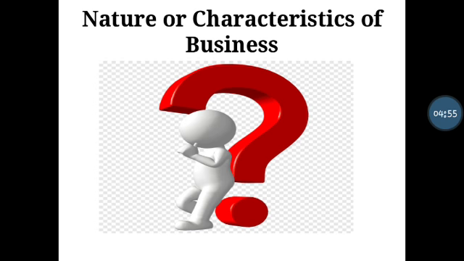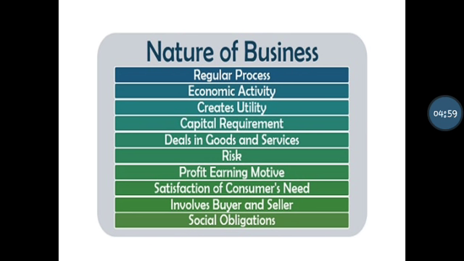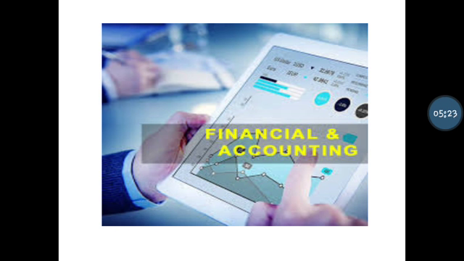Next is the nature or characteristics of business. These are all the natures or characteristics of every business. The first one is a regular process. Economic activity creates utility, capital requirements, deals in goods and services, risk, profit earning motive, satisfaction of consumer needs, involves buyer and seller, social obligations.